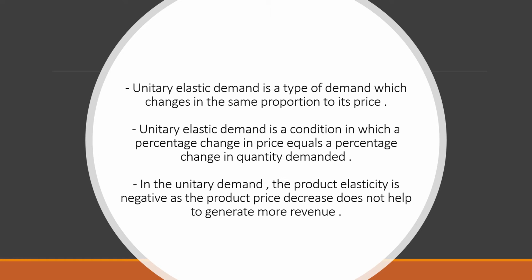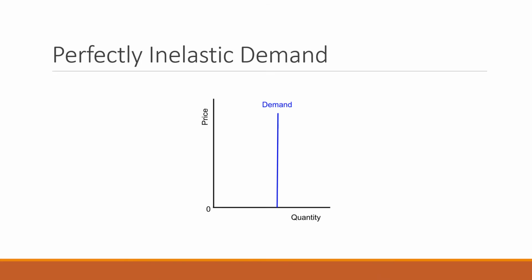Unitary elastic demand. Unitary elastic demand is a type of demand which changes in the same proportion as its price. It is a condition in which a percentage change in price equals a percentage change in quantity demanded. In unitary demand, the product elasticity is negative, as a product price decrease does not help to generate more revenue.